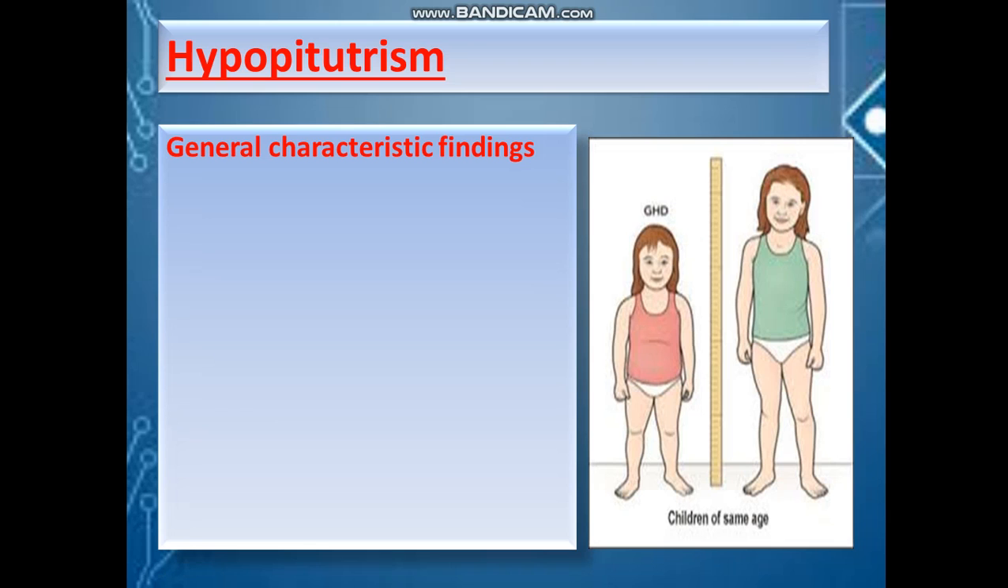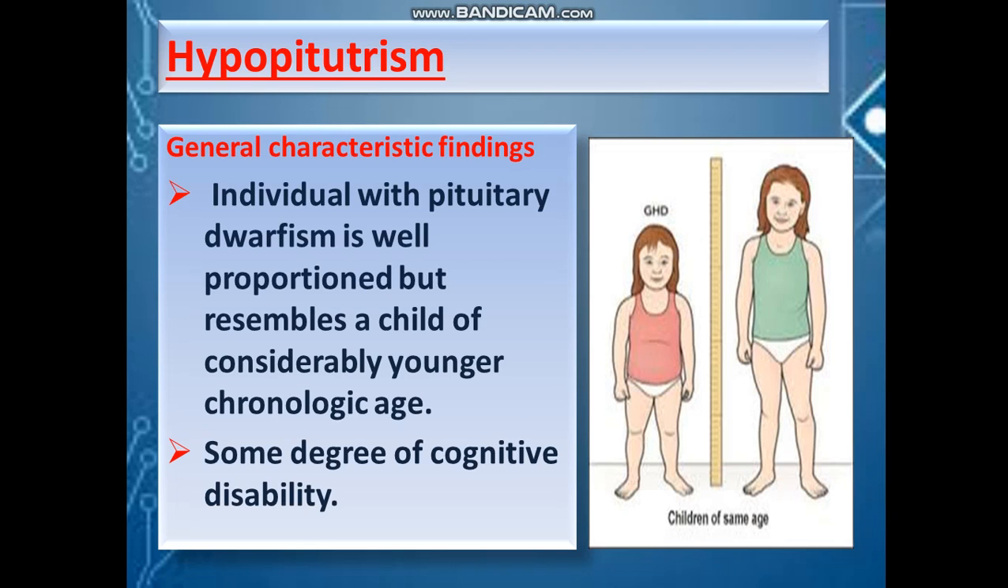General characteristic findings. An individual with pituitary dwarfism is well proportioned but resembles a child of considerably younger chronologic age, in addition to some degree of cognitive disability. As is clear in the picture, the person is normal but in a smaller size.